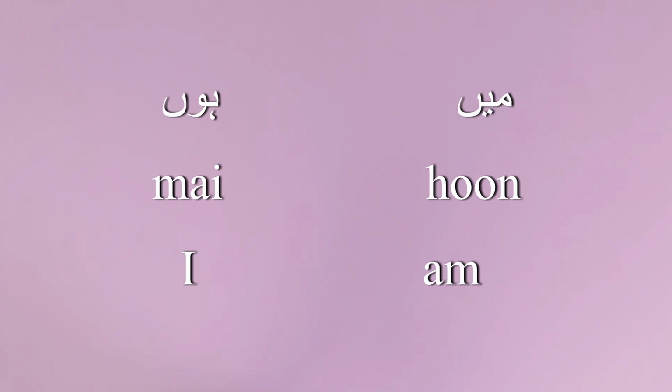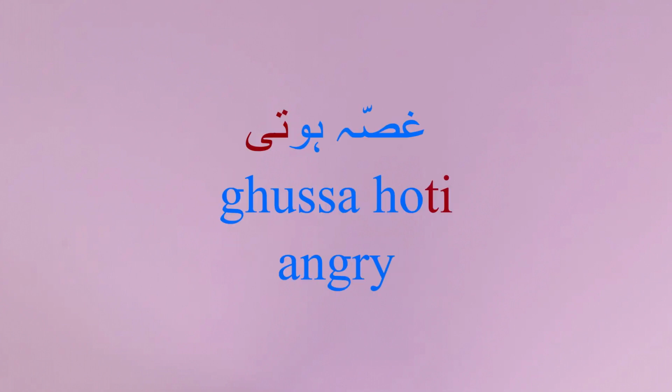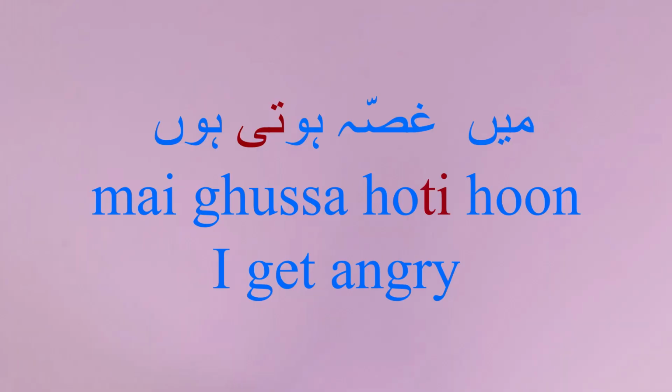Now we're going to conjugate in the present simple tense, and for simplicity we are just going to use the pronoun main, which is I, and the verb with it is going to be hon, main hon. And then in between the subject and the verb, we're going to put our conjugated verb, which is gussa hona. If we conjugate it, it will become gussa hoti for a female. Main gussa hoti hun means I become angry, I get angry.